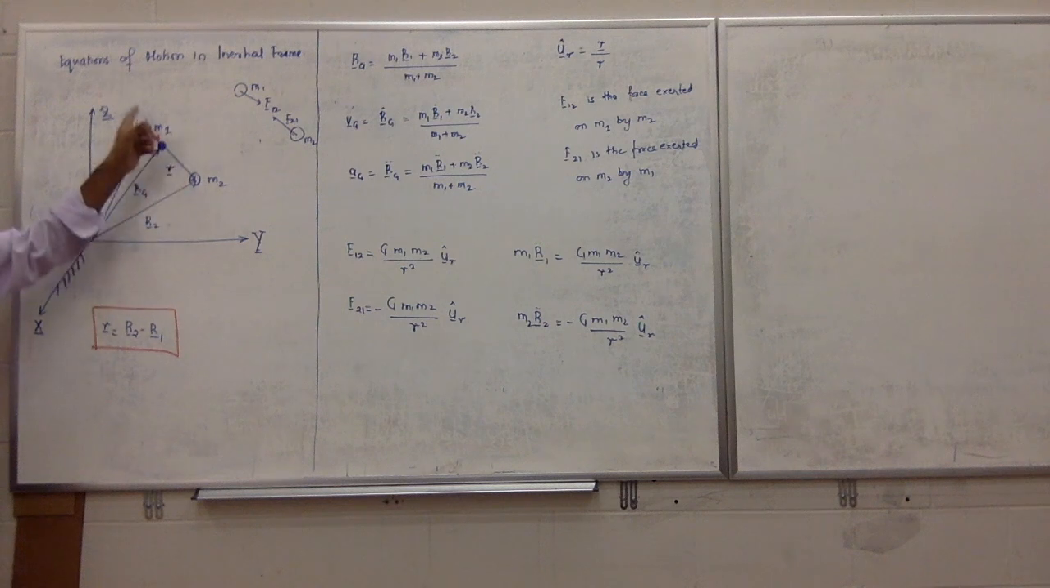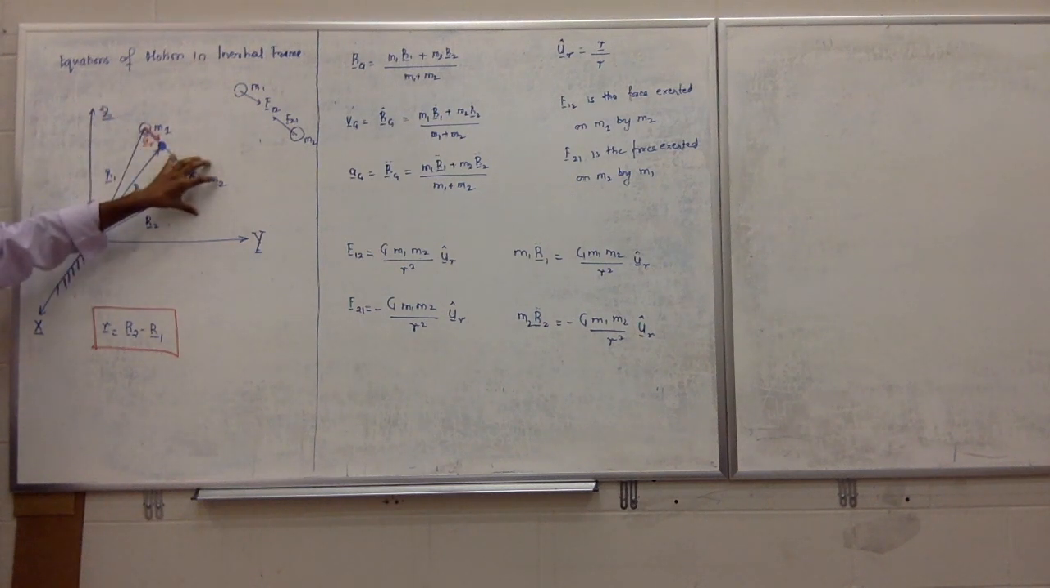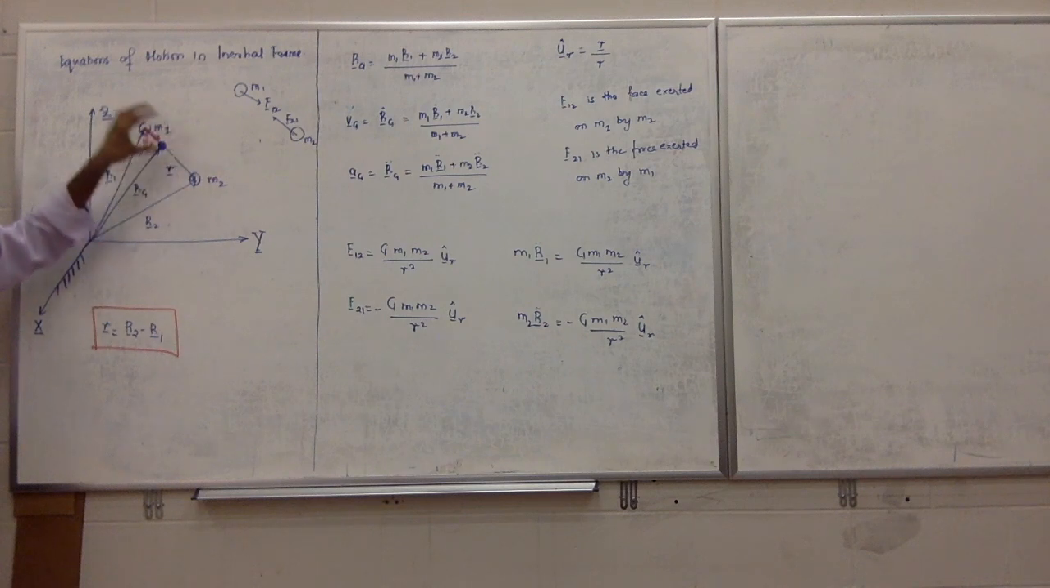For two bodies, this is relative motion, right? If this body, M2, is really small compared to M1, or M1 is really big compared to M2, which is often the case, right? If you launch a satellite, how heavy is that satellite compared to the mass of Earth?